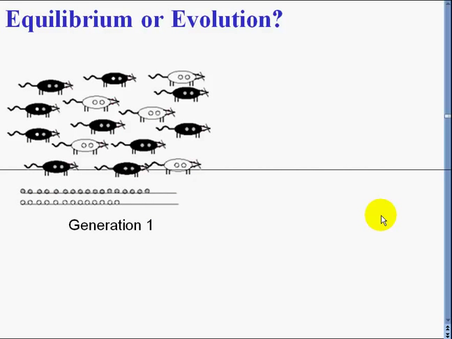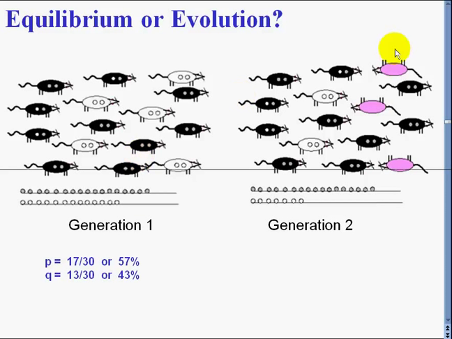Let's look at this population of mice. In our first generation, I've laid out the different alleles, the dark and the light alleles for you. P is 57%. These alleles are dark, and Q is 43%. 43% of these alleles, the white alleles. Generation 2, we lost a few mice, and we find that P is now equal to 71% and Q is now equal to 29%. Has evolution occurred?